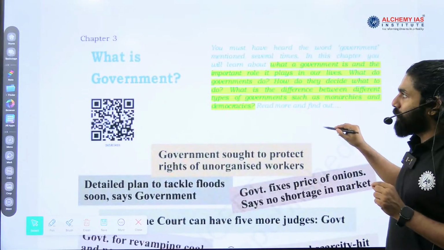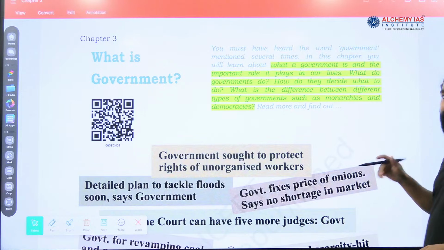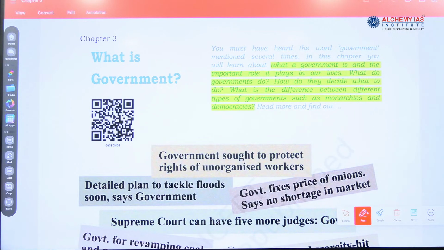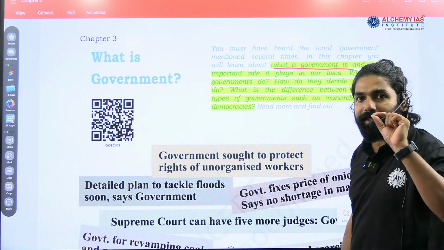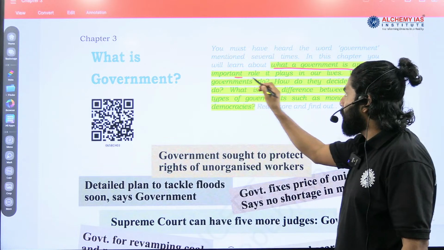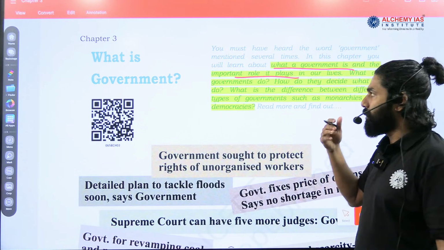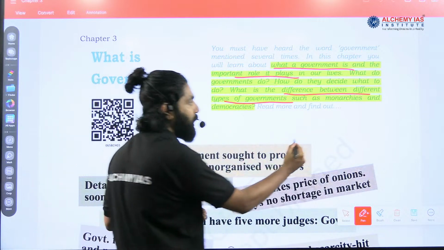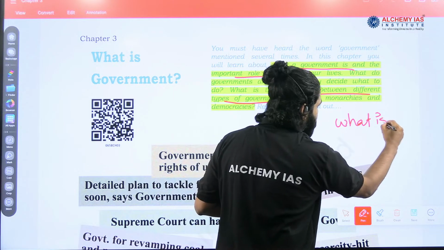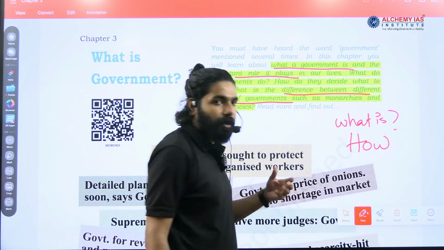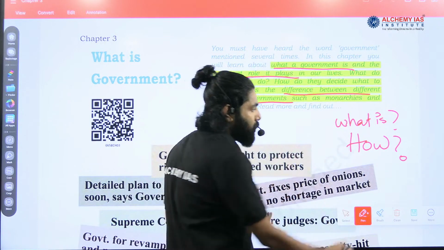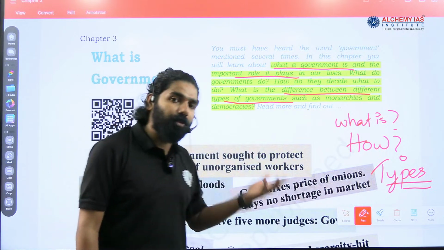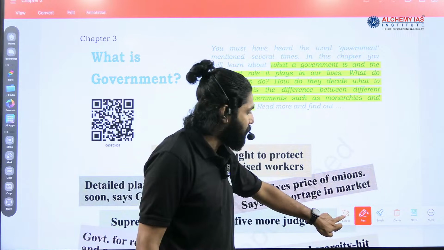This chapter starts with a summary of the areas that this particular chapter will cover. I will underline anything important they have mentioned. The chapter explains what government is, as you can see in this summary paragraph. What roles a government plays, how they take decisions, what they do, and the different types of government are also covered under this chapter. Then it also covers the types of government, the basic levels or types of government that we have across the world. These are the basic major areas covered under this particular chapter.